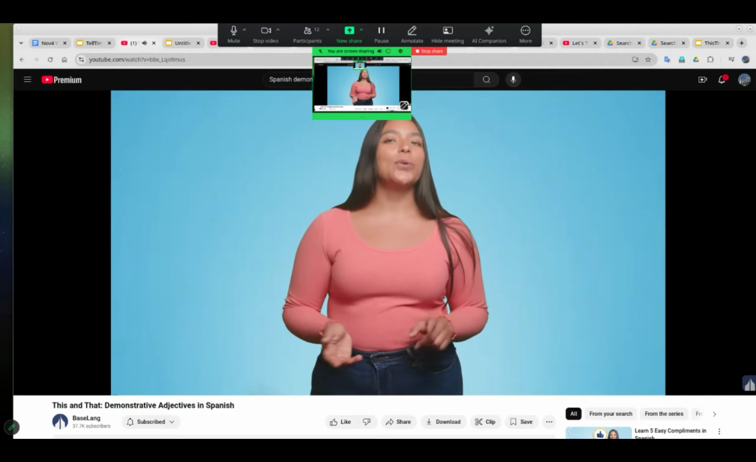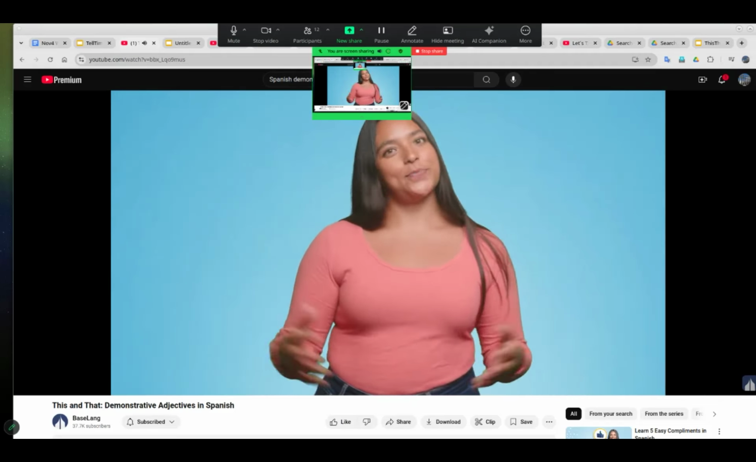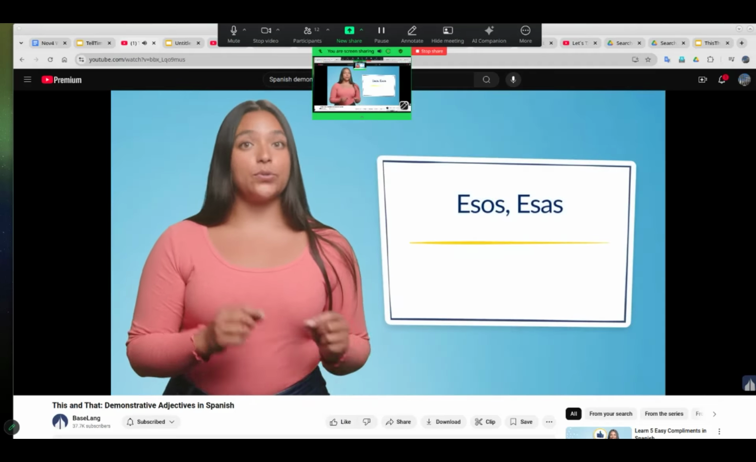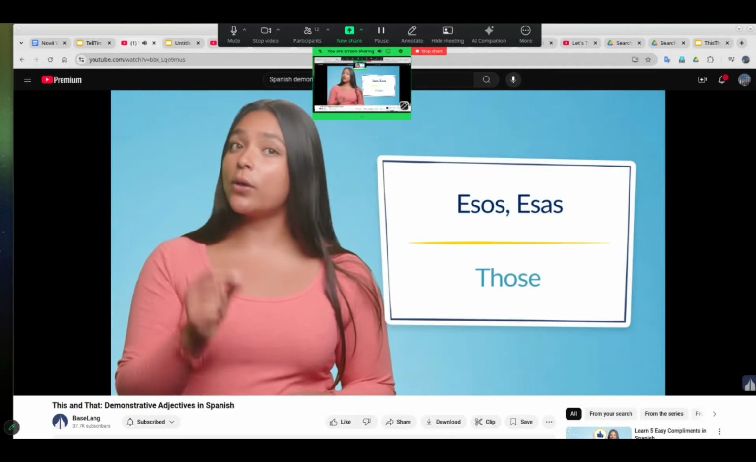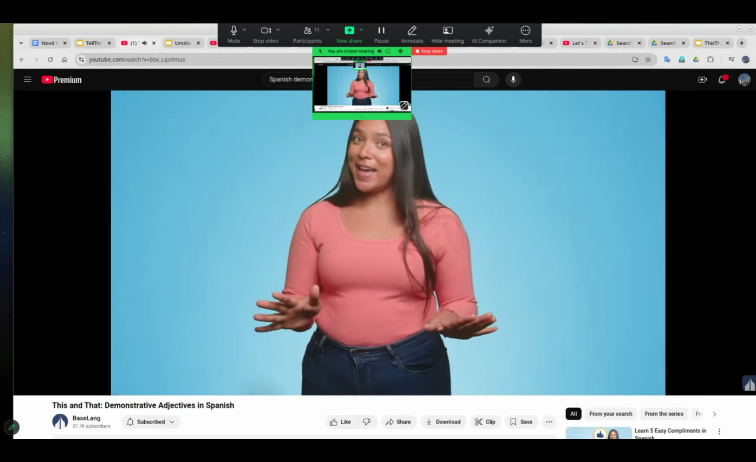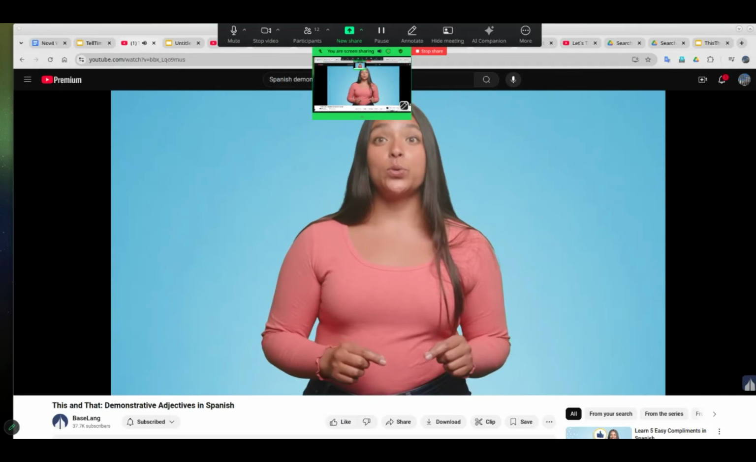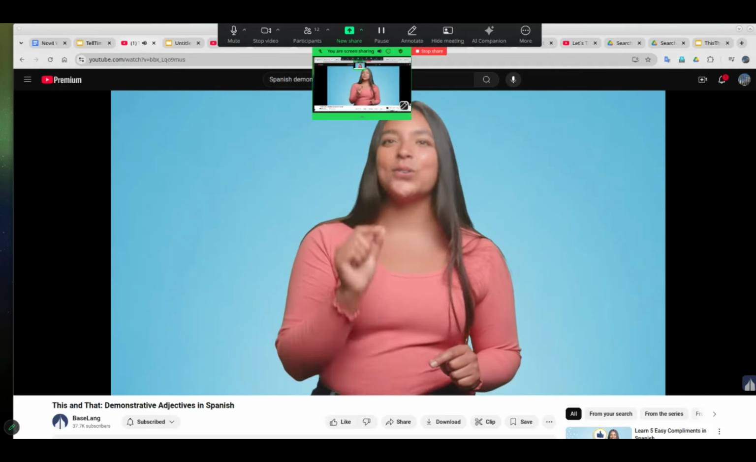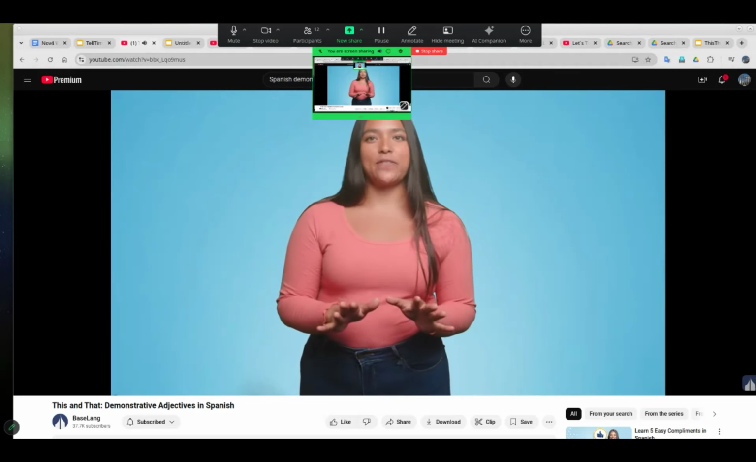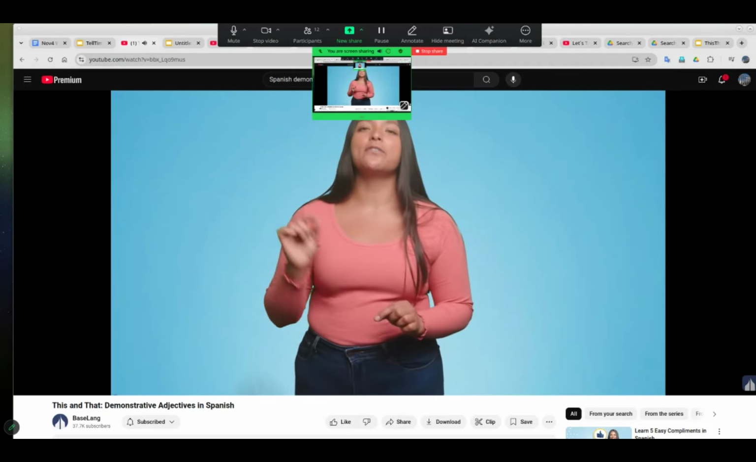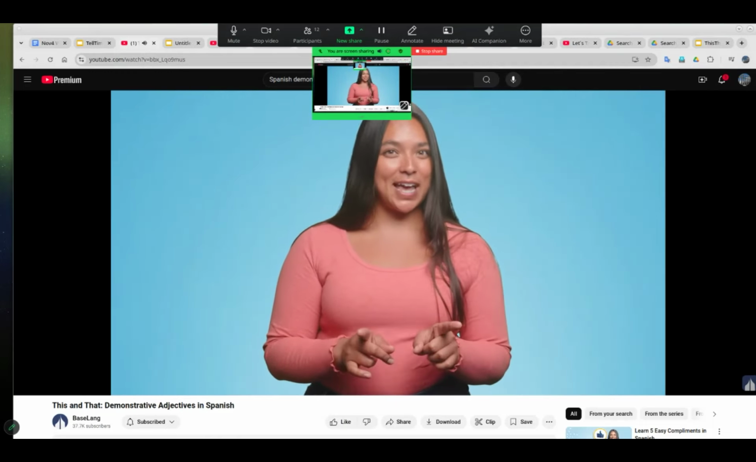Now you're familiar with ese and esa. They're both ways of saying that in Spanish. If you use the plural forms esos for masculine nouns and esas for feminine nouns, it would be like saying those in English. And like I said, in Español, we have three demonstrative adjectives. The third type, which we'll learn right now, is also equivalent to saying that in English. However, this third type of demonstrative adjective denotes something that is a far distance away. We'll explain everything you need to know about this third type next.